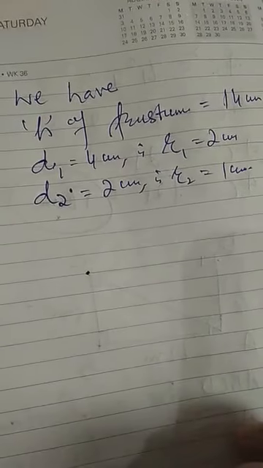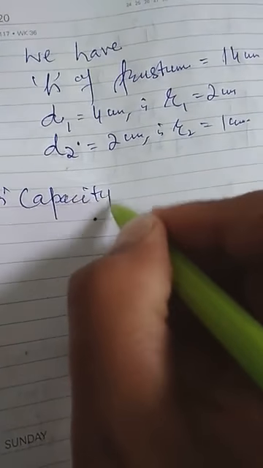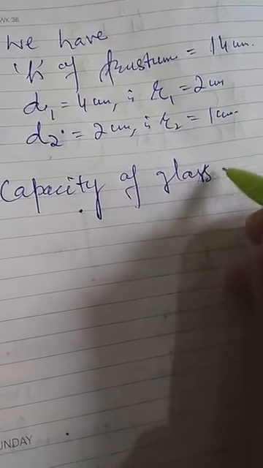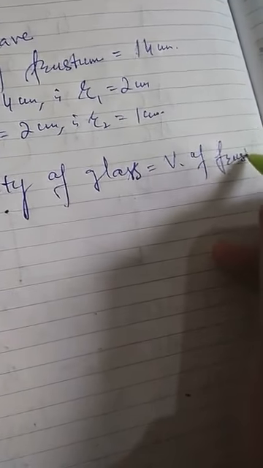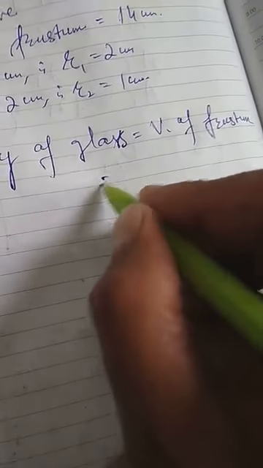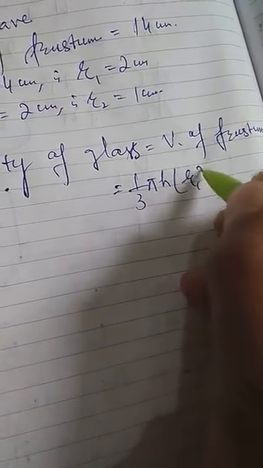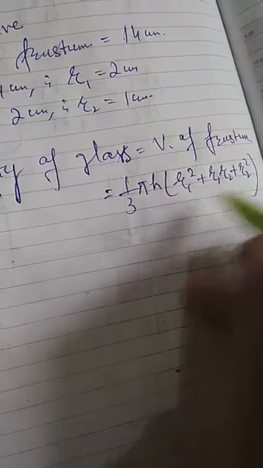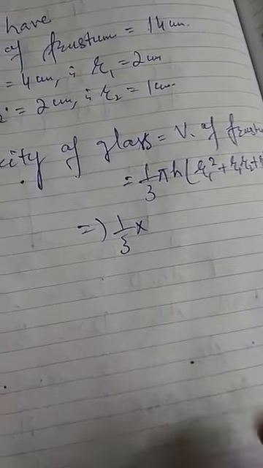तो capacity निकालने के लिए हमने क्या करना है? What we have to do here? Therefore, capacity of glass is equal to volume of frustum. वॉल्यूम ऑफ फ्रस्टम पर कल ही हमने फार्मूला डिराइव की है, 1/3 pi h (R1 square plus R1 into R2 plus R2 square). ऊपर लिखा हुआ है, use pi 22/7.